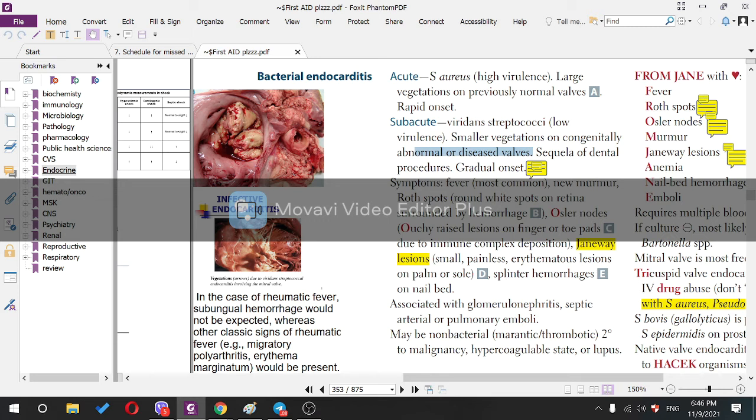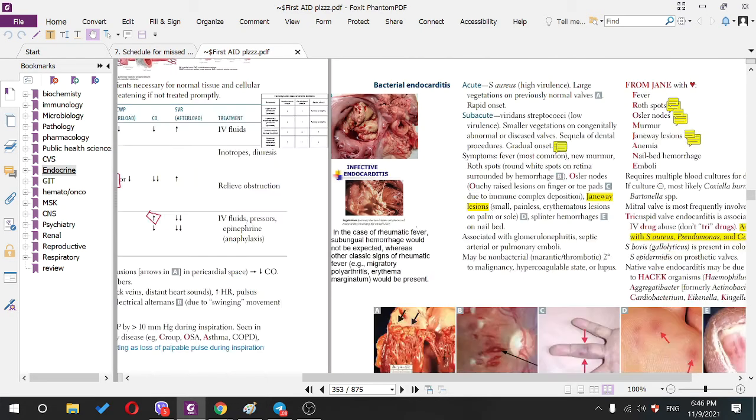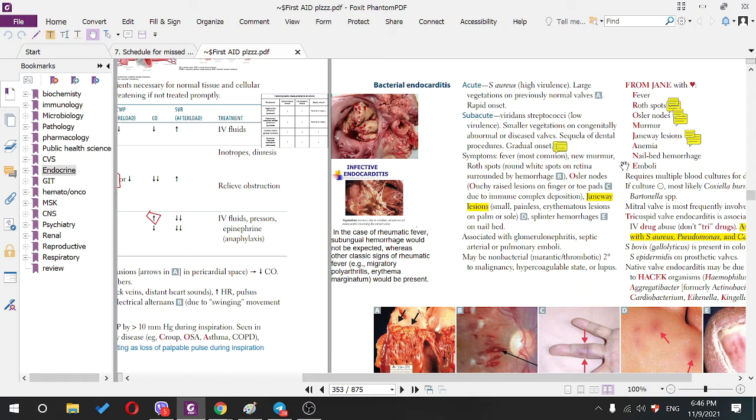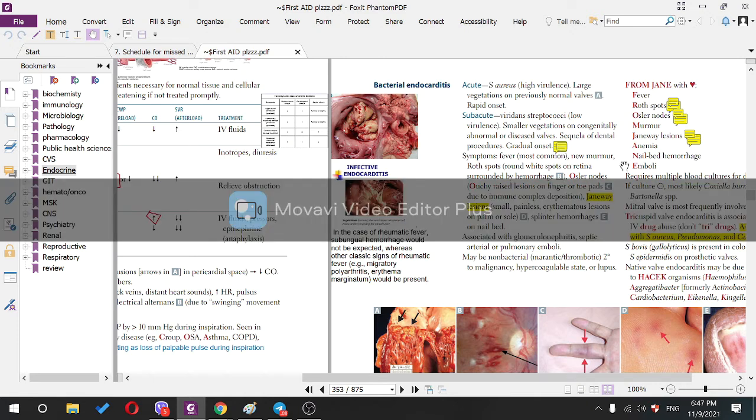Next. So they write for us, viridans streptococci can be a sequela of dental procedure, and they have a gradual onset. Symptoms most commonly include fever. Why? Because it's a bacteria. And a new murmur. Guys, tell me please, if you have a new onset bacterial endocarditis, will you have a regurgitation murmur or a stenosis murmur most of the time? Well, that's correct. It will be a regurgitation murmur. So there will be a regurgitation murmur most of the time because stenosis takes time.